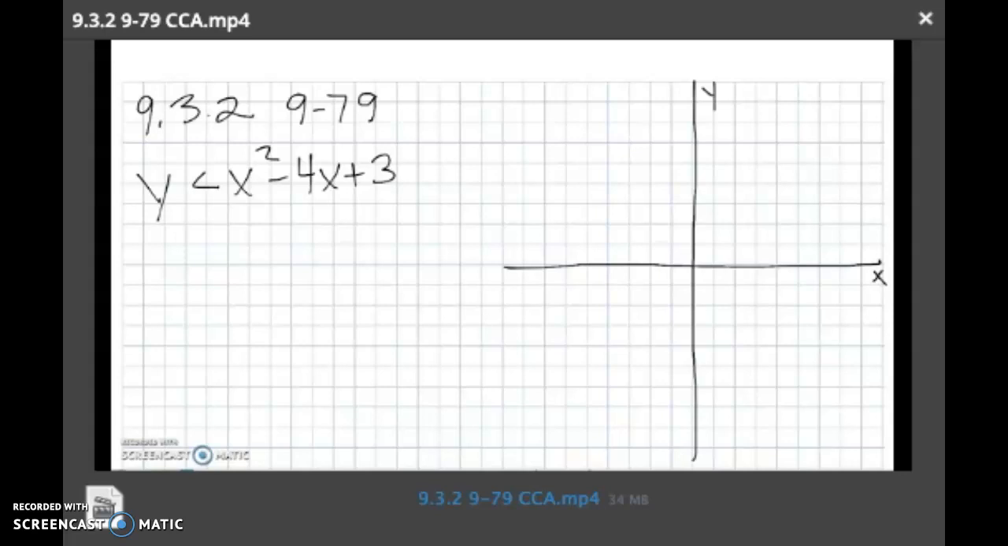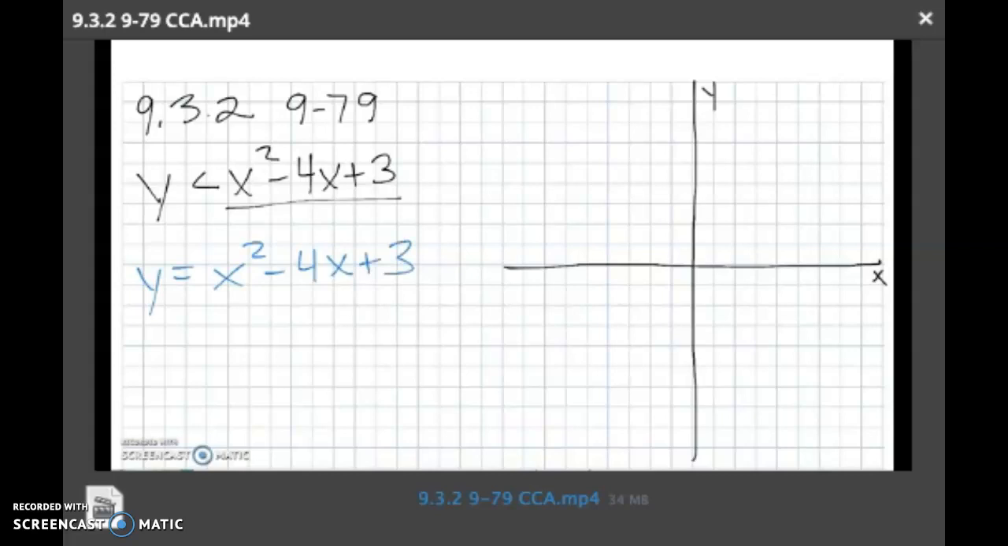Okay, so if I'm just looking at x squared minus 4x plus 3, I need to be able to sketch that parabola. That means I'm going to need to know my x-intercepts, my vertex, and my y-intercept. So let's just forget this is an inequality for a minute.